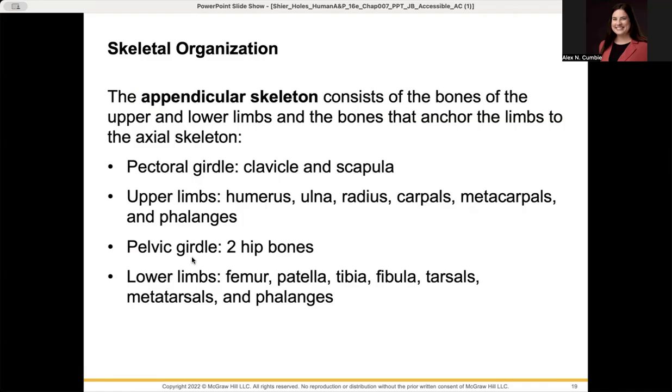Your pelvic girdle, this is your pelvis, this is two hip bones, and we will find out that your hip bones are actually made of three bones fused together. And then your lower limbs, you have your femur, upper leg bone, your patella, kneecap, tibia and fibula, lower leg bones. Your tarsals are your ankle bones, metatarsals, foot bones, and phalanges, which are your toes, part of the appendicular skeleton.